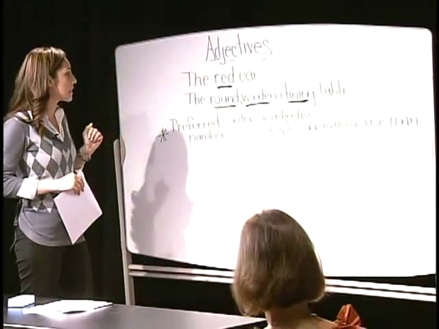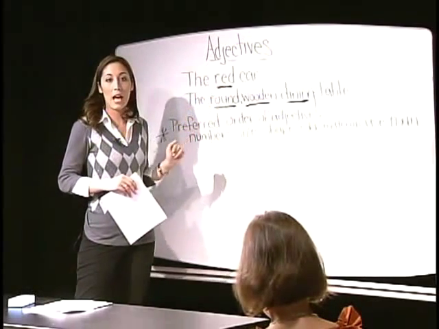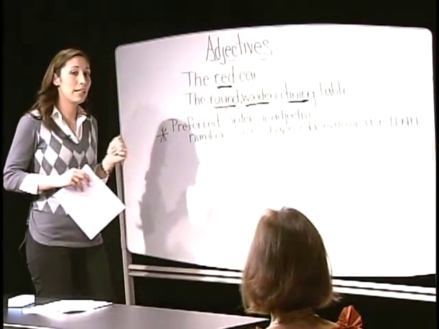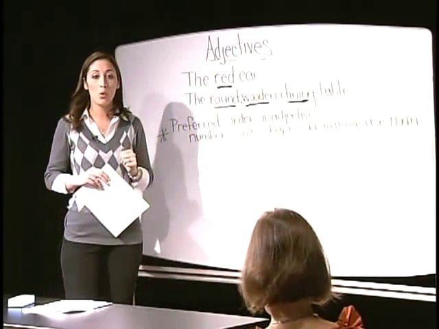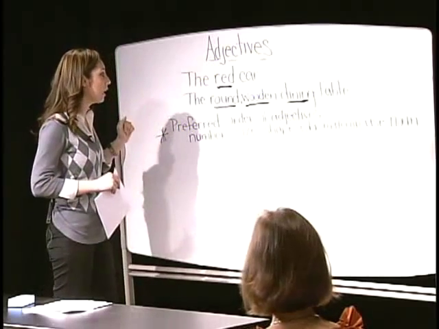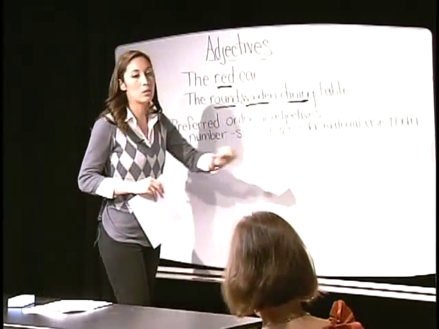Going back to our example, we see that the adjective is always placed right before the noun it modifies. But in English, we must remember that a noun could be modified by more than one adjective. So let's take a look at our second example, the round wooden dining table.